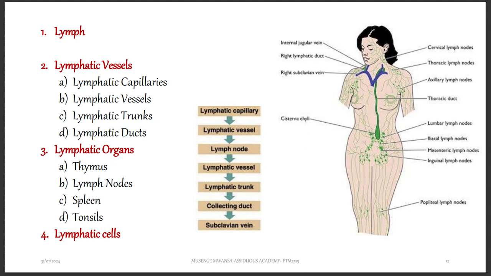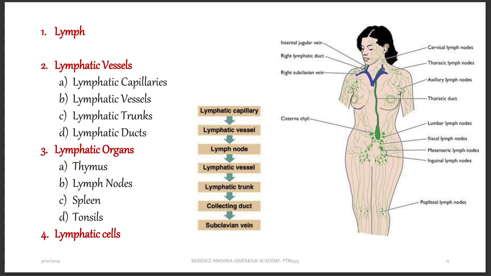So the immune system is going to have lymph. It's also going to have lymphatic vessels, these are the ones which will be carrying lymph. And then you also have lymphatic organs, all right? The lymphatic organs are also going to be involved in fighting infections, and they include the thymus, the lymph node, the spleen, the tonsils. You need to understand each one of these for anatomy and also for this course.